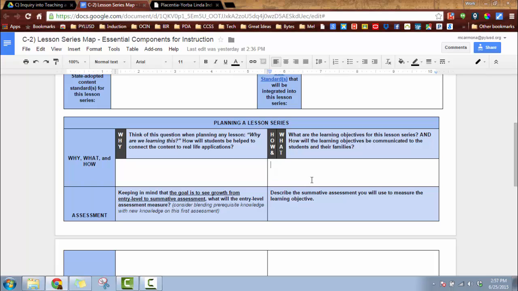What are the learning objectives and how are we going to incorporate those, communicate those to the families as well as the students in class? As we know, telling our students about the learning objectives is usually no problem, but we want to make sure we're always thinking about families and thinking about how we can include them in the learning.